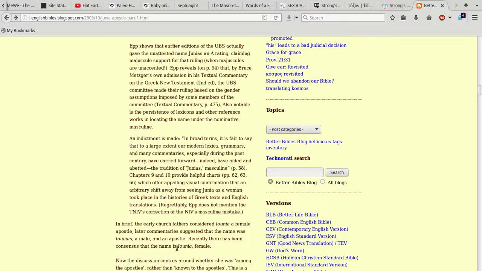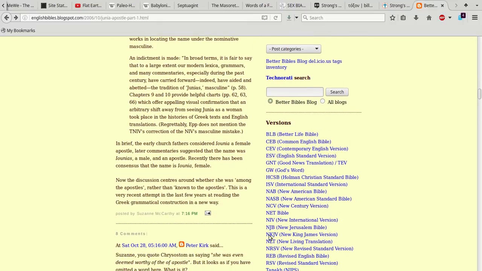In brief, it says down here, the early church fathers considered Junia, which people get hung up on. There's no J's in the... Shut up. You don't know what you're talking about with languages. This is Junia. This is how we pronounce it in English. No, they didn't have J's, but that's how we pronounce it. They would have pronounced it Unia, a female apostle. Later commentaries suggested that the name was Unias, a male and an apostle. Recently, there has been a consensus that the name is Unia, female.